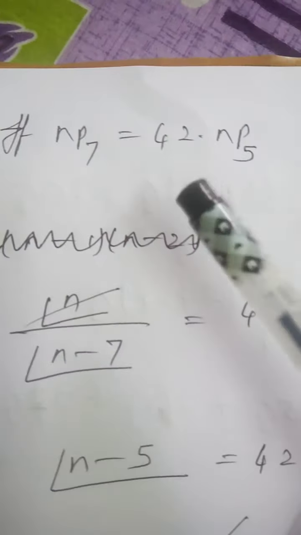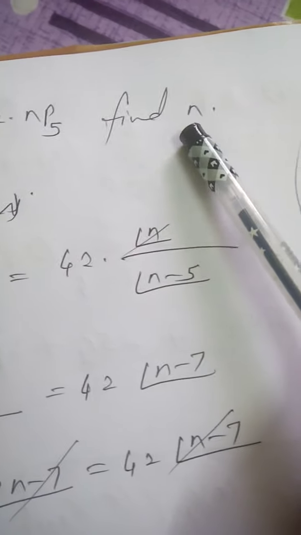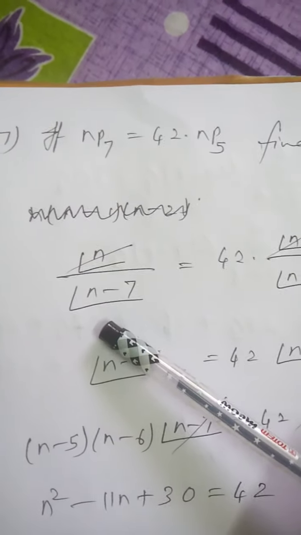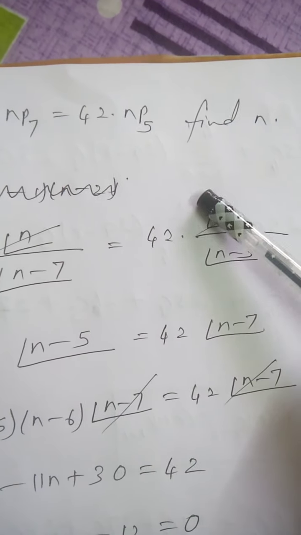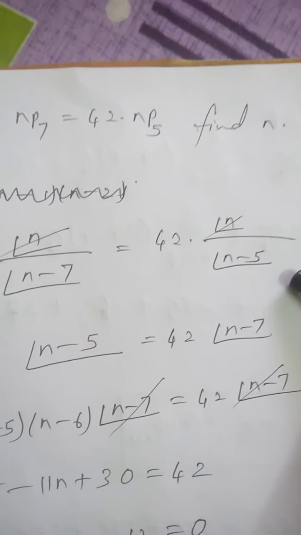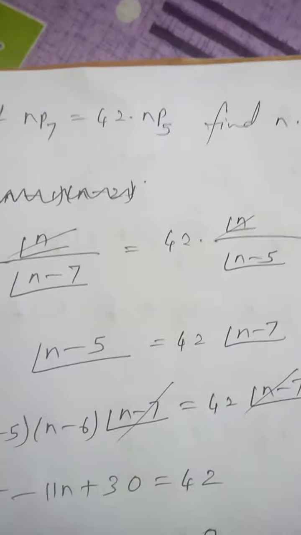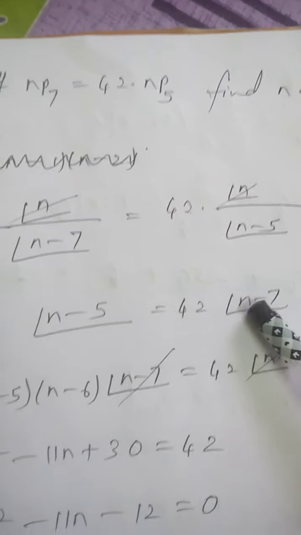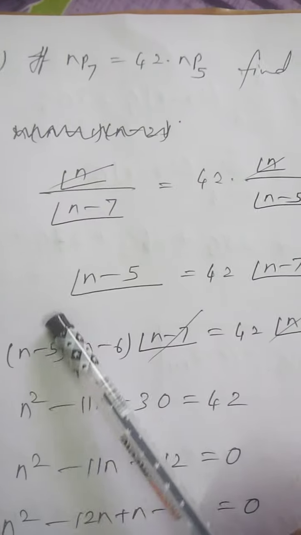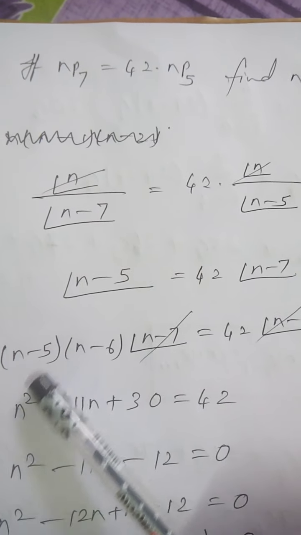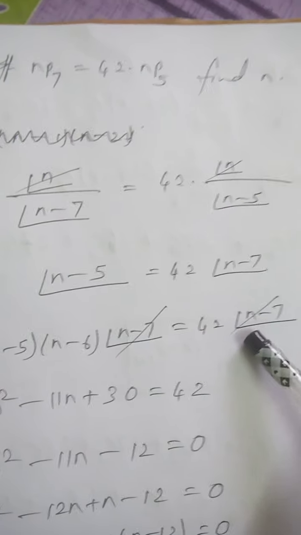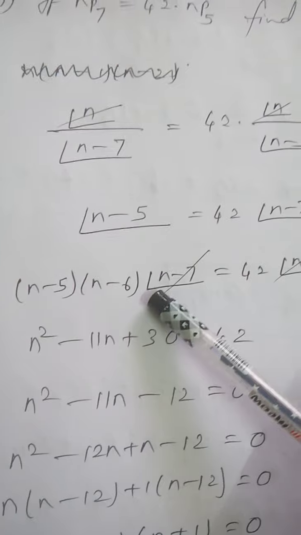Next is, if nP7 is equal to 42 nP5, find n. nP7 can be written as factorial n by factorial (n minus 7) is equal to 42 into factorial n by factorial (n minus 5). Factorial n cancels. Cross multiplication, factorial (n minus 5) is equal to 42 into factorial (n minus 7). Factorial (n minus 5) can be written as (n minus 5) into (n minus 6) into factorial (n minus 7) is equal to 42 factorial (n minus 7). Factorial (n minus 7) cancels.